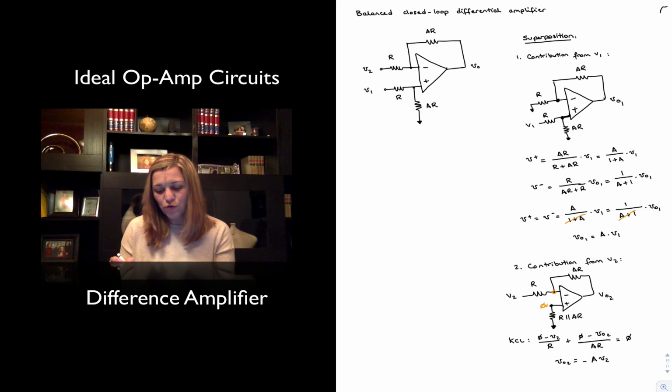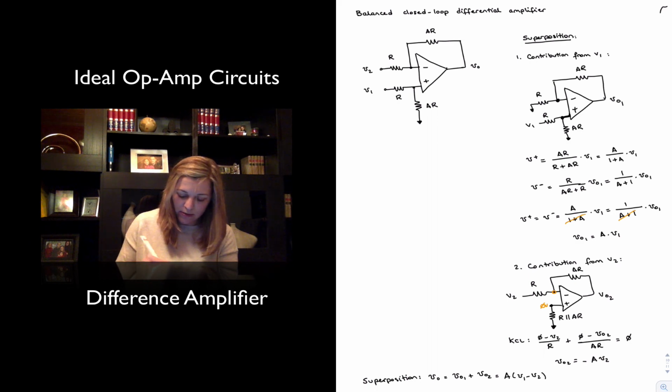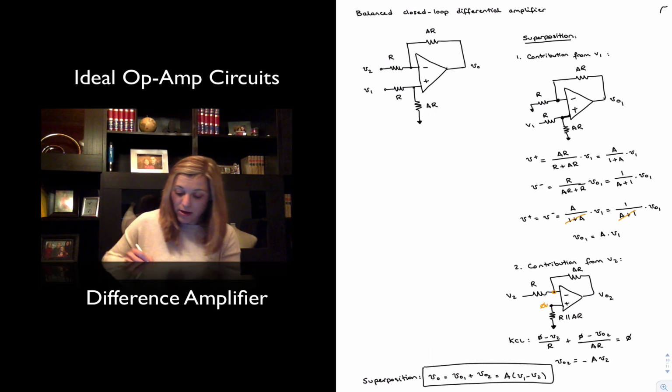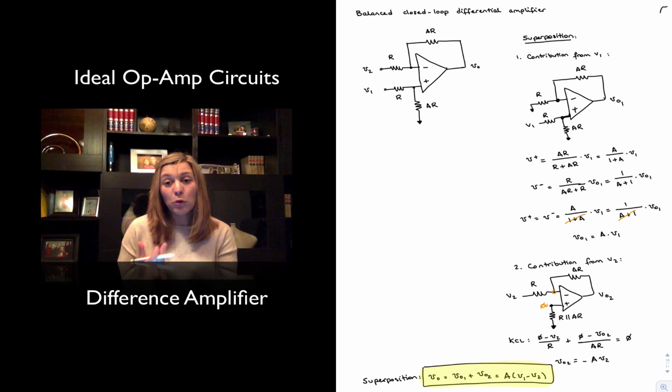So I have my contributions to Vout from Vout1 and Vout2, and the last step that I'm left with is just applying the superposition principle, which says that the overall value of the output voltage is equal to the contribution from input signal V1 plus the contribution from input signal V2, or basically A times (V1 minus V2). And that's an important result. It tells us that the output of this circuit is equal to the difference of the two signals, V1 minus V2, multiplied times a scaling factor that we can set externally by selecting the appropriate ratio of resistors.